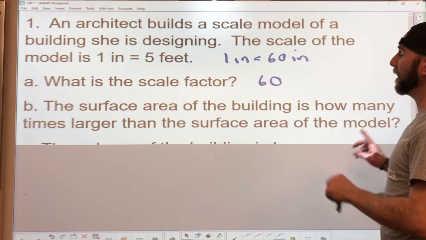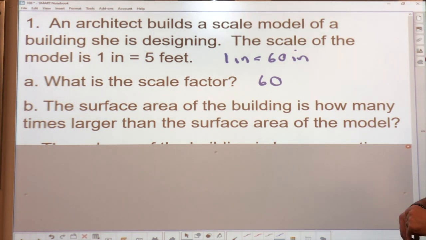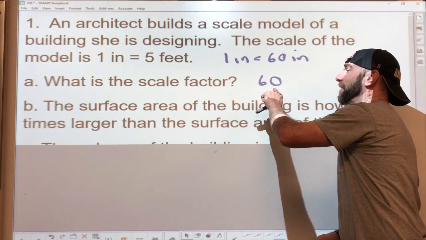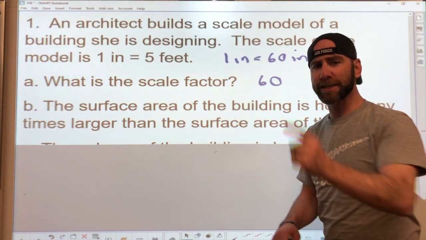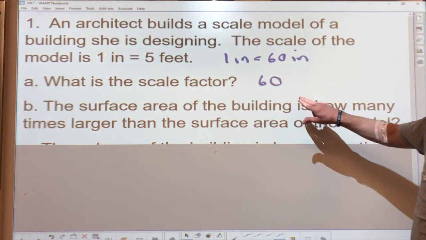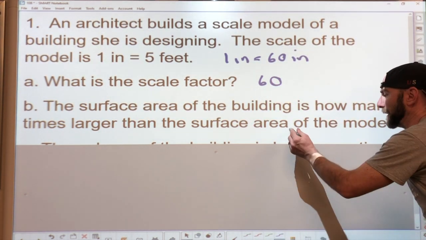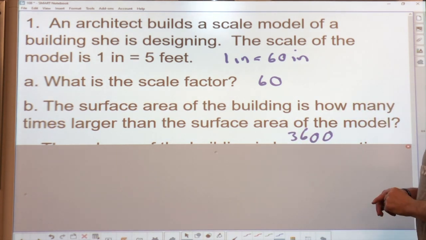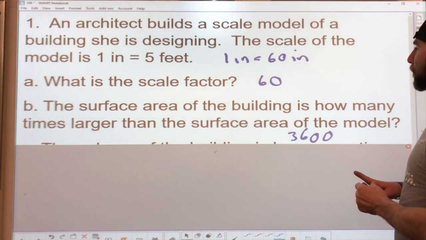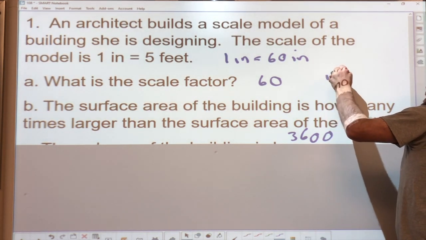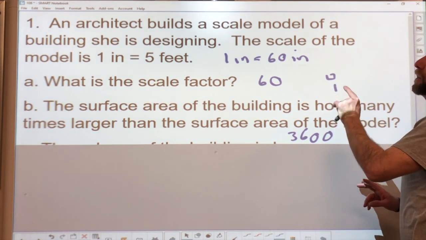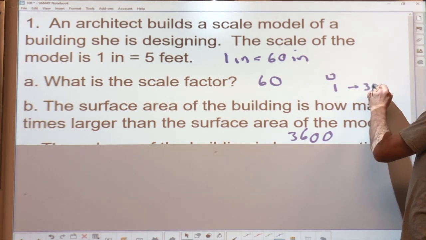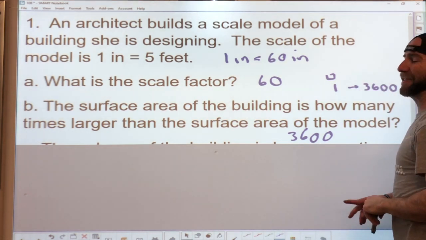Therefore, the surface area of the building is how many times larger than the surface area of the model? Well, if this is the scale factor, how do we find surface area? Square it. So 60 to the power of 2 is going to be 3,600 times greater. So for every 1 square inch on the model, that's going to represent 3,600 square inches on the actual building.